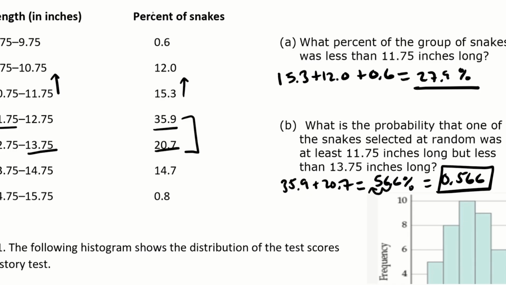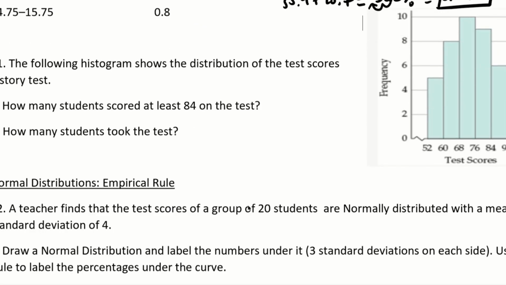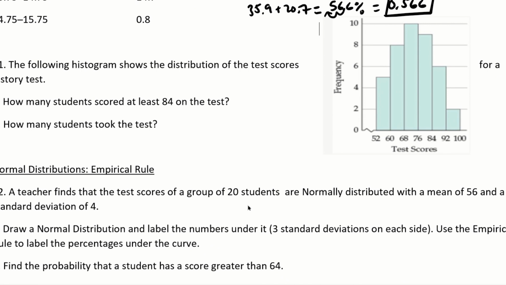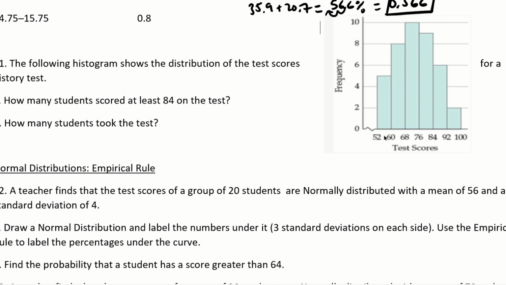So number 21: the following histogram shows the distribution of scores for a history test. So they give you the frequency histogram. How many students scored at least an 84 on the test? This looks like 9 students here, but it says at least an 84, so that means it has to be this bar right here. This bar is 6, this bar is 2. At least an 84 means greater than or equal to. So it's going to be 6 plus 2, which is 8 students.